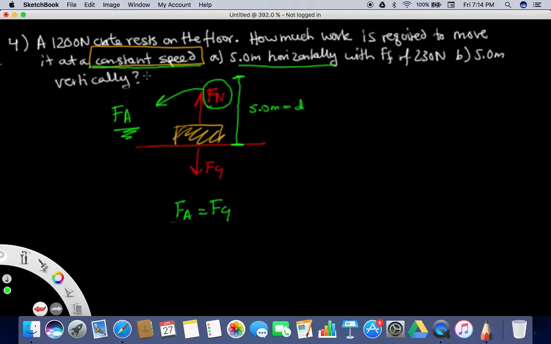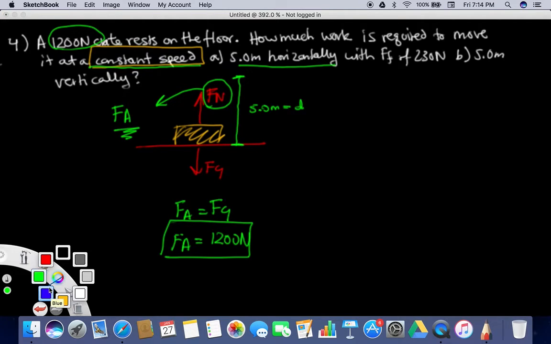Our gravitational force, they already told us, is 1,200 newtons, because gravitational force is nothing but weight. So we know that our Fa, our applied force going upwards, is 1,200 newtons. So we solved for the force needed to move it 5 meters, and we have already solved for our displacement. So in turn, we've already solved for our work. Work is equal to the force times the displacement. We've solved for the force that is required to move it 5 meters up, which is 1,200 newtons.